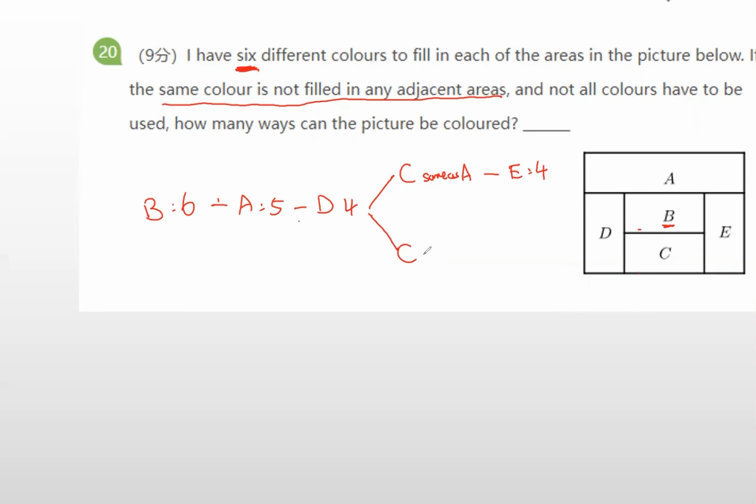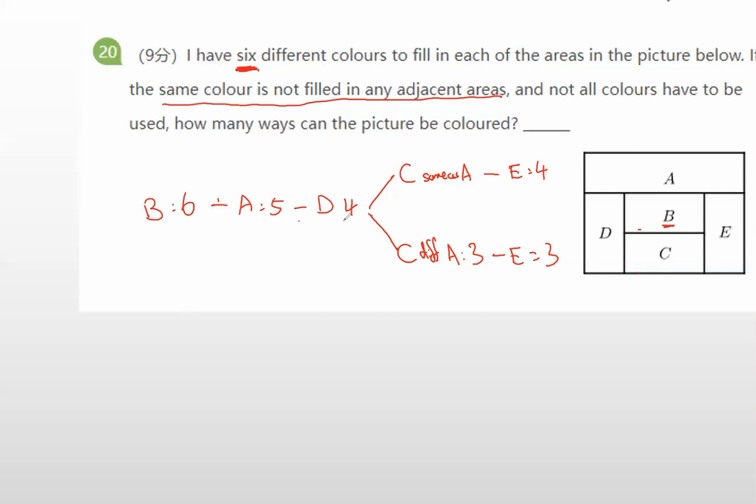But if C is different from A, then C has three different colors to choose from, because it cannot be the same as A, B, or D. Then E will have three different colors as well. Does that make sense? Because E touches A, B, and C, which are all different colors, so E only has three colors left.